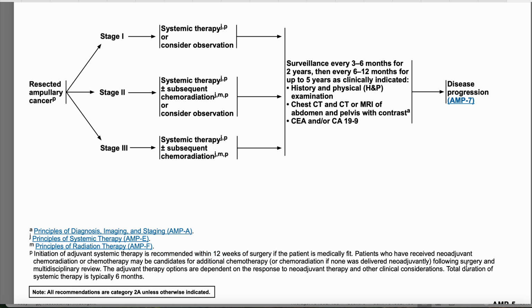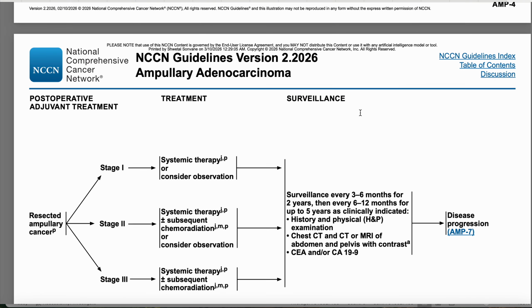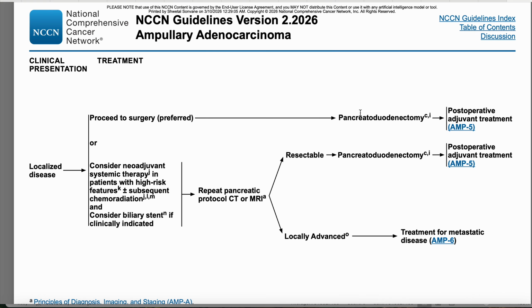Patients who have received neoadjuvant chemoradiation or chemotherapy may be candidates for additional chemotherapy following surgery and multidisciplinary review. The adjuvant therapy options are dependent on the response to neoadjuvant therapy and other clinical considerations. Total duration of systemic therapy is typically 6 months. So this is the management according to stage.